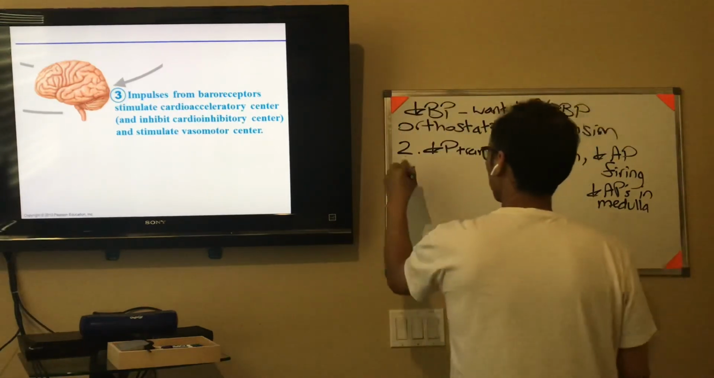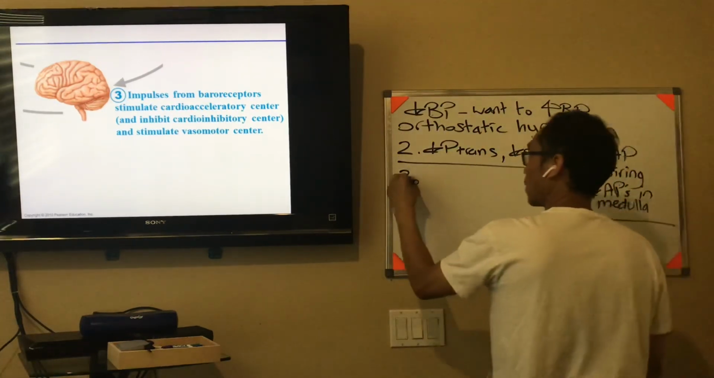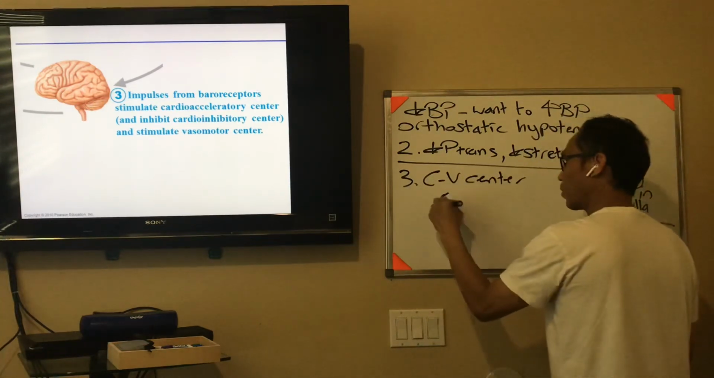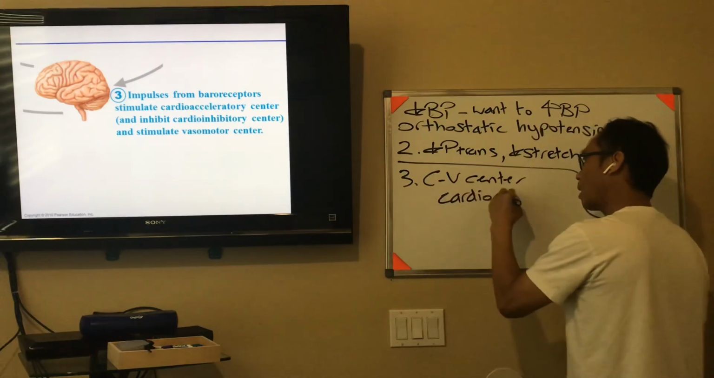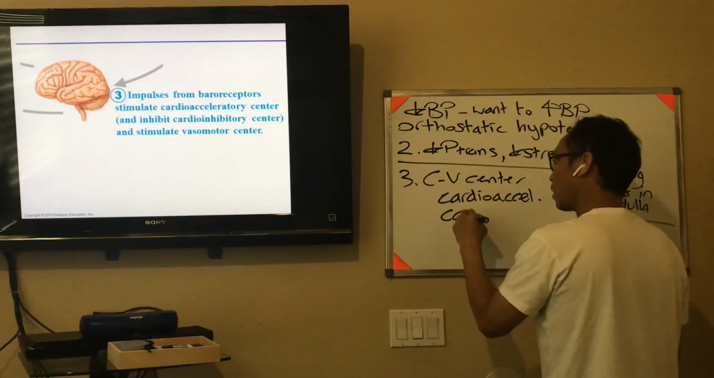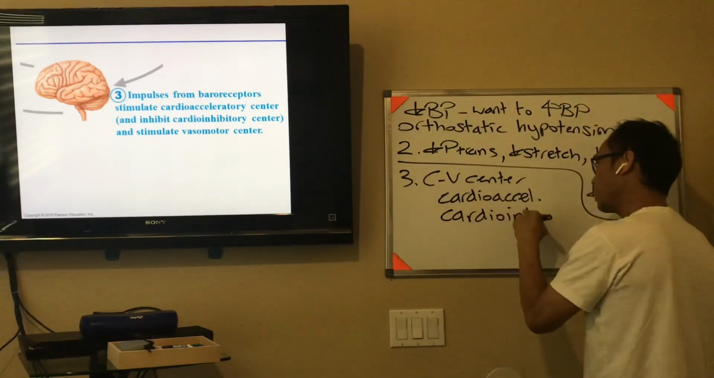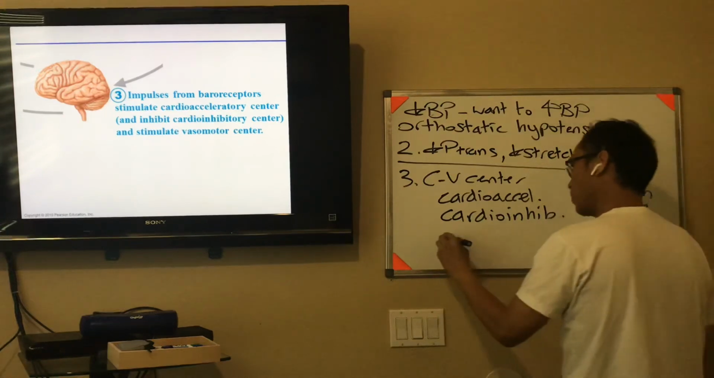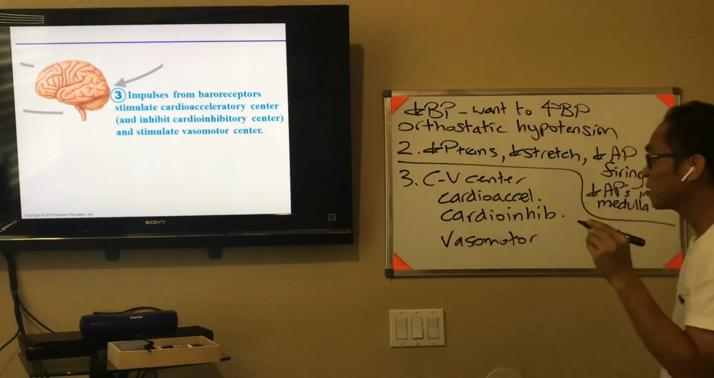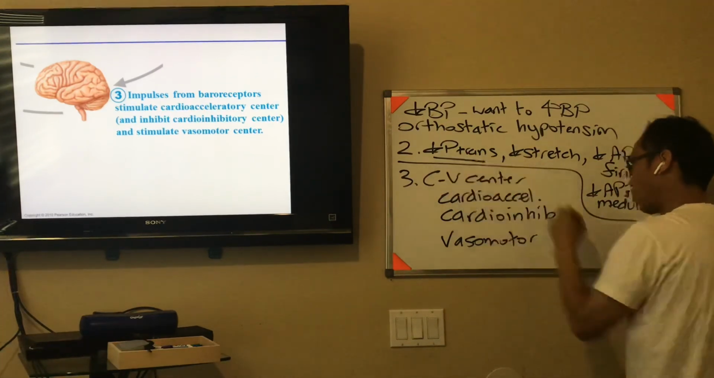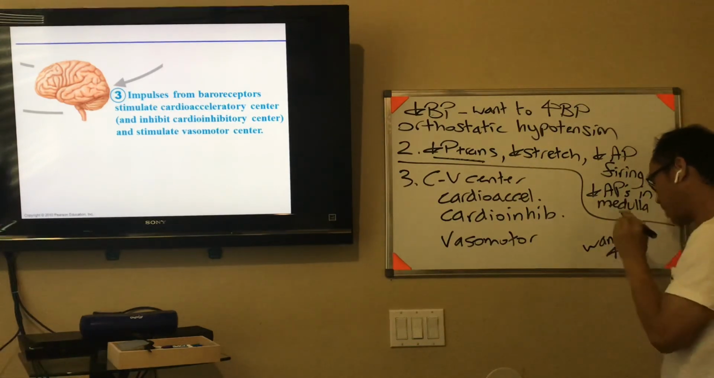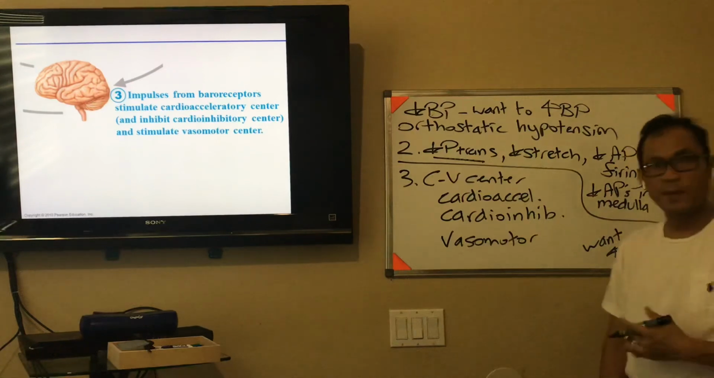So in the CV center, step 3, call it CV center for short, we had cardio acceleratory, let's just say cardio excel. We have cardio inhibitory, we had vasomotor. And always remember our cheat notes. If blood pressure is too low, what do we want to do? We want to increase the BP to correct the hypotension. So we need our sympathetic response to kick in.